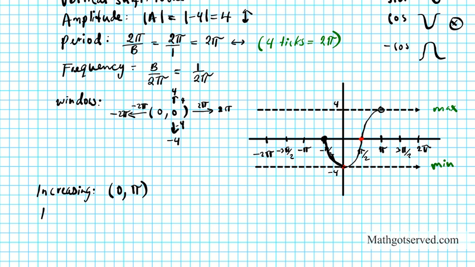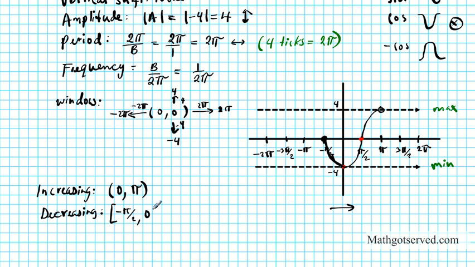Where is the function decreasing? Where is it going down? Assuming you're an ant walking or a car driving, where is the car going downhill? From here to here. Remember, you're going in this direction. So if you go in this direction, you're going down from -pi over 2 to 0. So from -pi over 2 included all the way to 0.